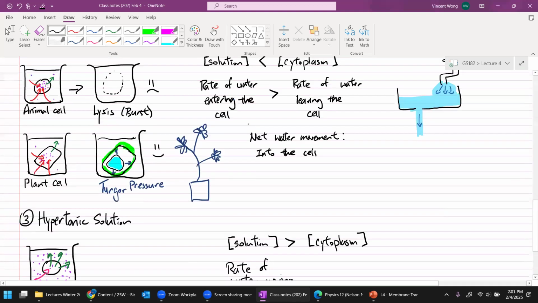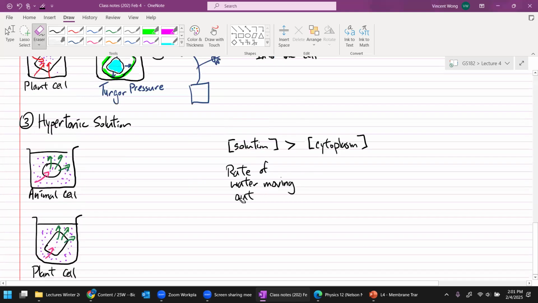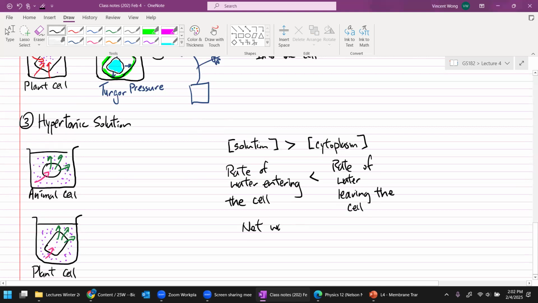Sorry, I'm just going to use the same order here. That was entering. So let's do entering first. Rate of water entering the cell is less than the rate of water leaving the cell. Which means the net water movement is going to be out of the cell. Out of the cell.